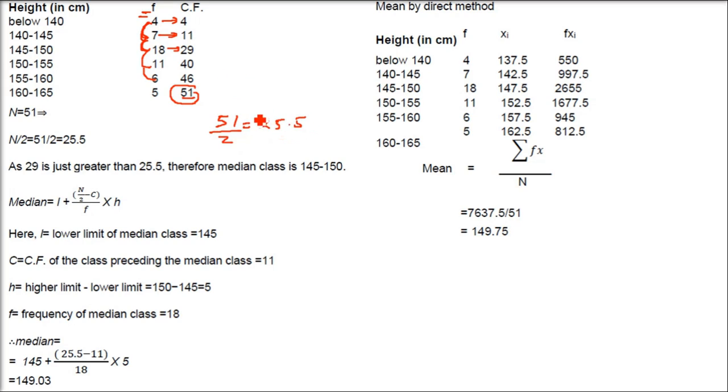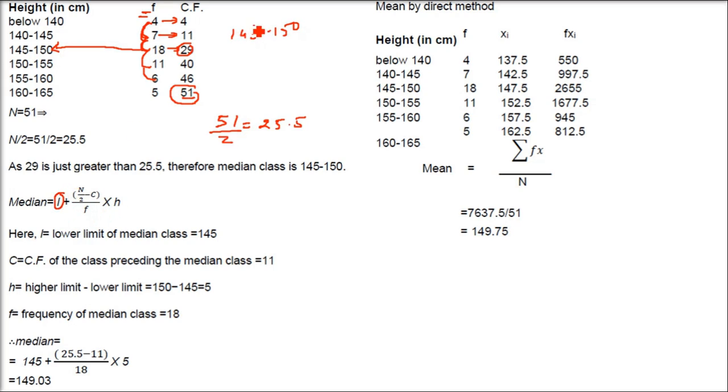Now you have to find out where it is lying. So which number is higher than this 25.5? In cumulative frequency, which is higher than 25.5? This is 29. So this is the median class. So the median class is 145 to 150. How to find the median? L plus n by 2 minus c by f, into h.